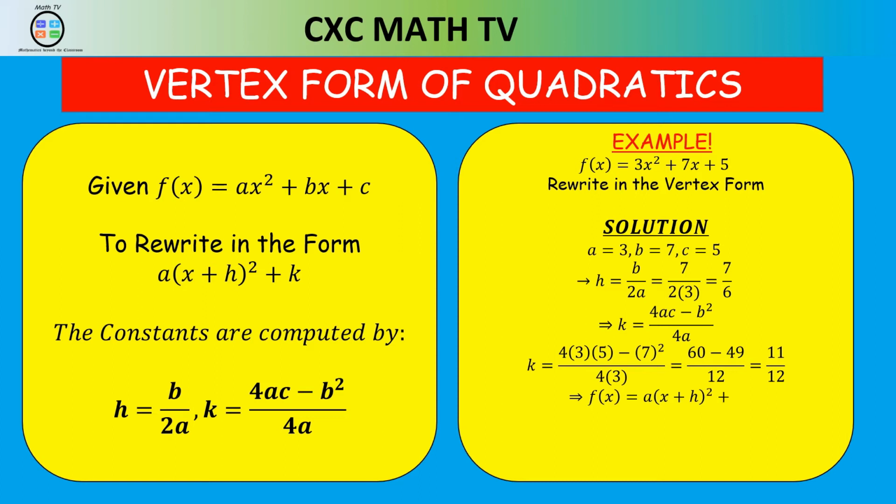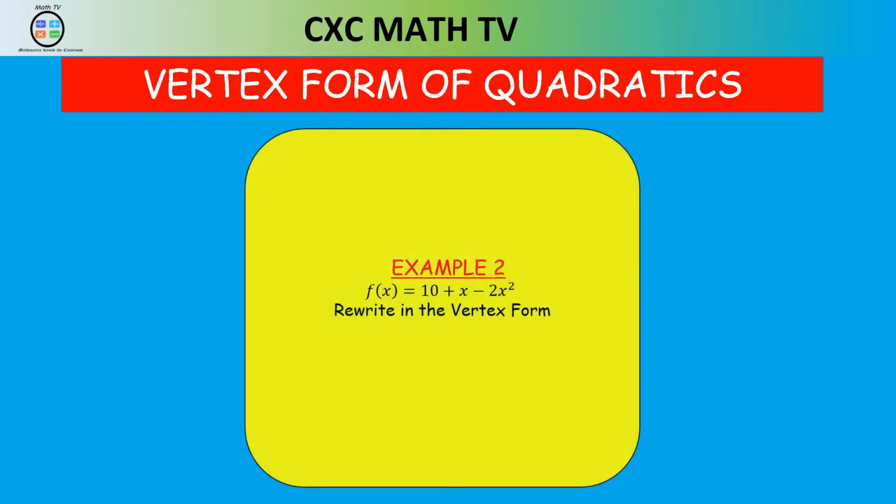Replace a with 3. So that is f of x in vertex form. Alright, so f of x is 3 in bracket x plus 7 over 6 squared plus 11 over 12. That's f of x in vertex form. So pause the video and rewrite this function in vertex form: 10 plus x minus 2x squared.